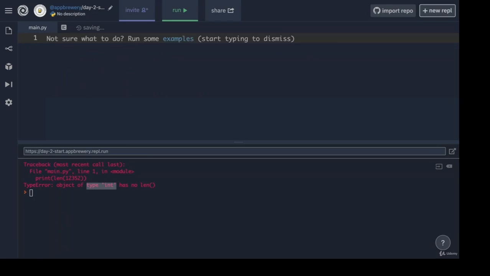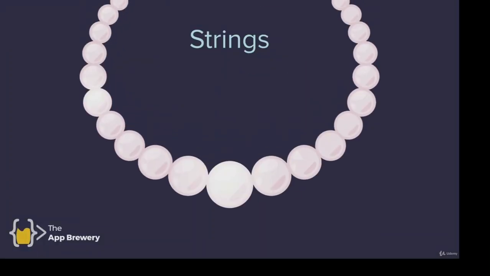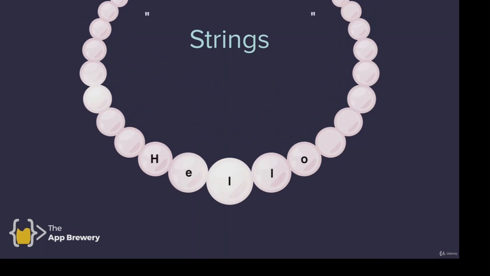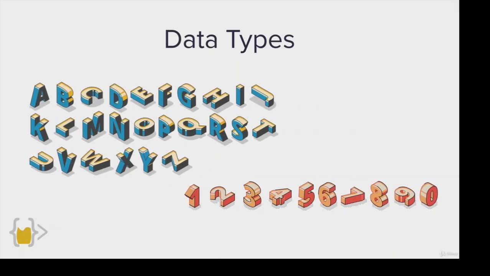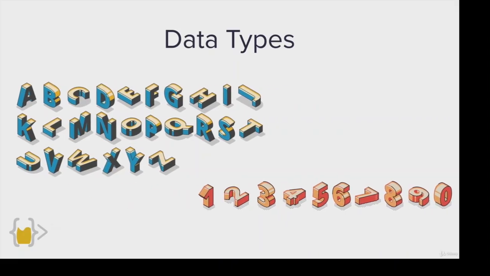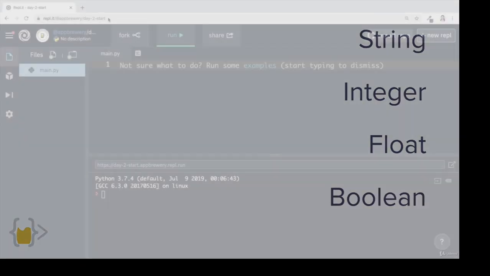Well, in order to understand it, we first have to learn about data types. Now, on day 1, we already explored this data type called strings. You're probably not going to be surprised to learn that there's a whole lot more other data types out there. And today, we're going to explore some of the most important and some of the most basic data types, such as strings, integers, floats, and booleans. And we'll explore each of these in detail.